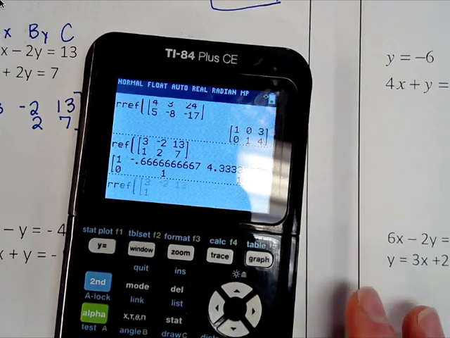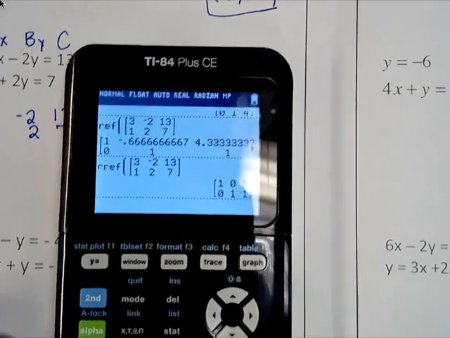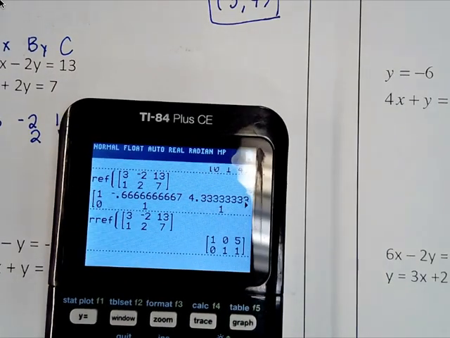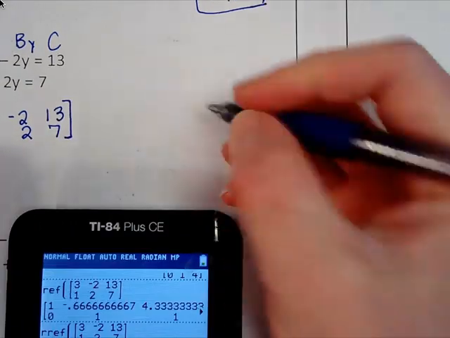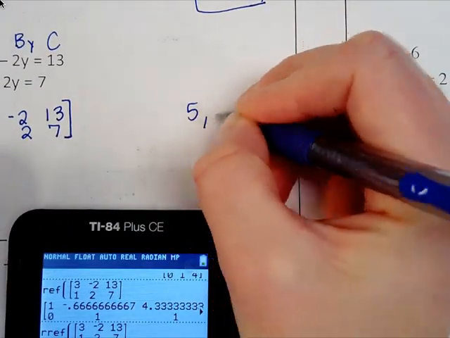I'm trying to teach. You know, if you select alpha and then B, it'll take you straight to RREF. Ooh, that's a shortcut. I like it. Very good. All right, so this one comes out to 5, 1.